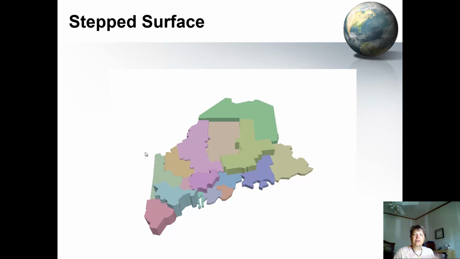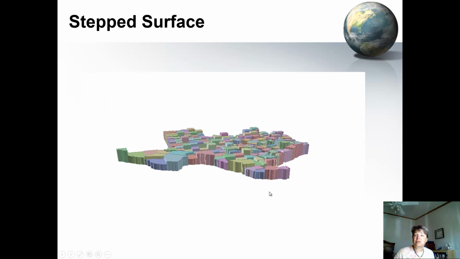The stepped surface is a 3D type map where we're showing, here's Maine again, and we show by category, usually a numeric value is tied in with this, and each county here is raised to a certain level based on that number. We'll do some of this stuff when we get into the 3D mapping. This is a lot of fun to work with.